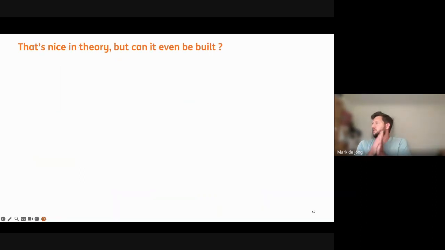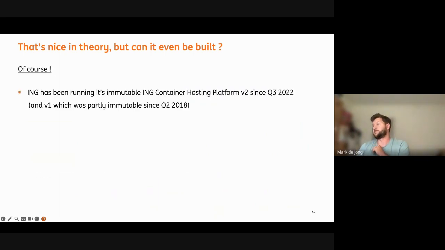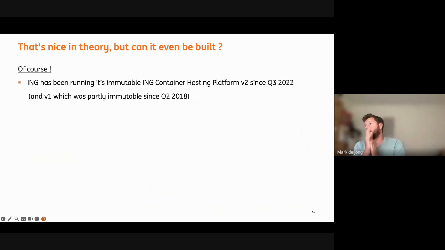That's all nice in theory, of course, but can it actually be built? Yes, it can. We've been running this since the actual immutable platform since last year. And prior to that, we had a previous version which was mostly immutable, which sounds weird, but it was the case. It's a different maturity level.